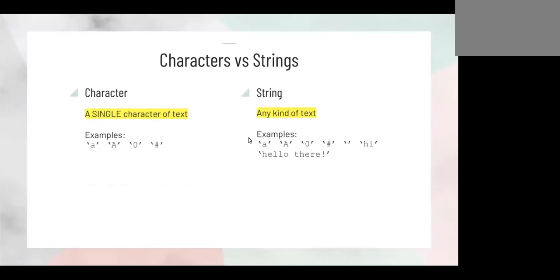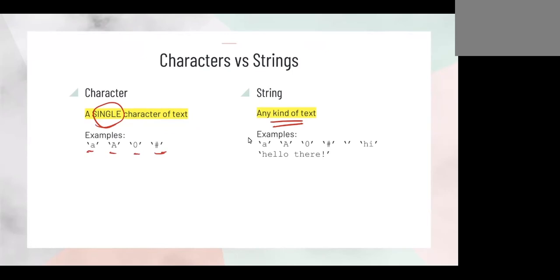So let's talk about characters versus strings, what differentiates the two. A character, remember, is a single character of text, whereas a string is any kind of text. A string could be one single character. It could be a combination of multiple characters, or it could be no character at all. It just depends on what your value is. So examples of strings, we have the same values that I gave for the previous slide: lowercase a by itself, capital A by itself, 0 by itself, and the number sign by itself.